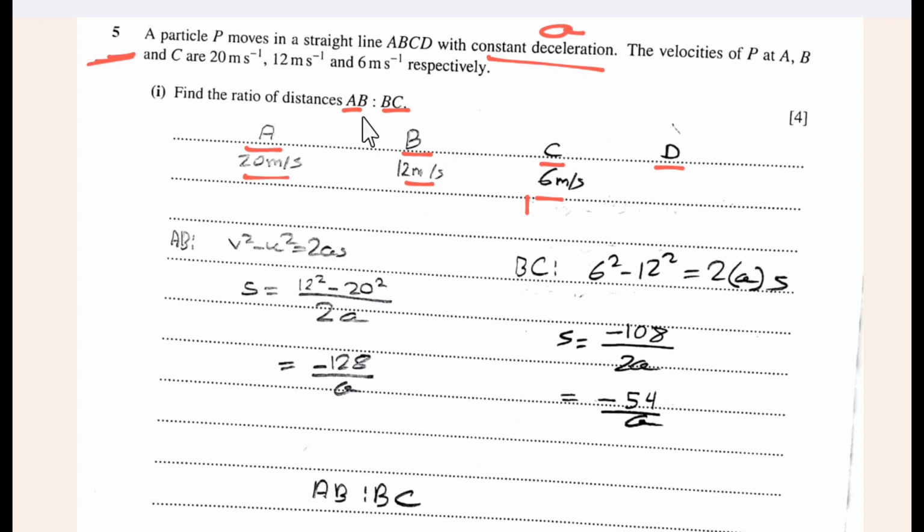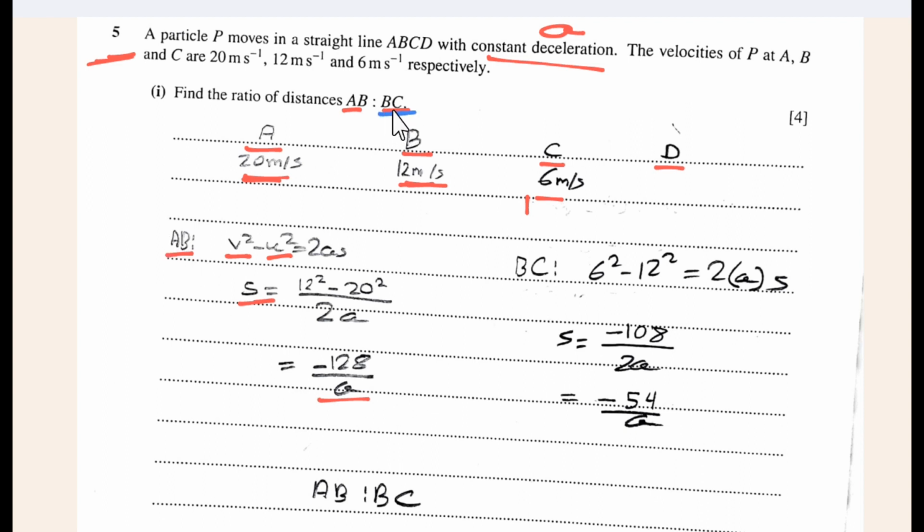So to find the ratio of distances, we need to first find the distance AB. So what is the distance AB? We know the speed at A, we know the speed at B. So we can use v squared minus u squared is equal to 2as, where we know the final speed, that is the speed at B, and the initial speed, that is the speed at A, and a is the constant deceleration and s we need to find. So we get the value of s for AB.